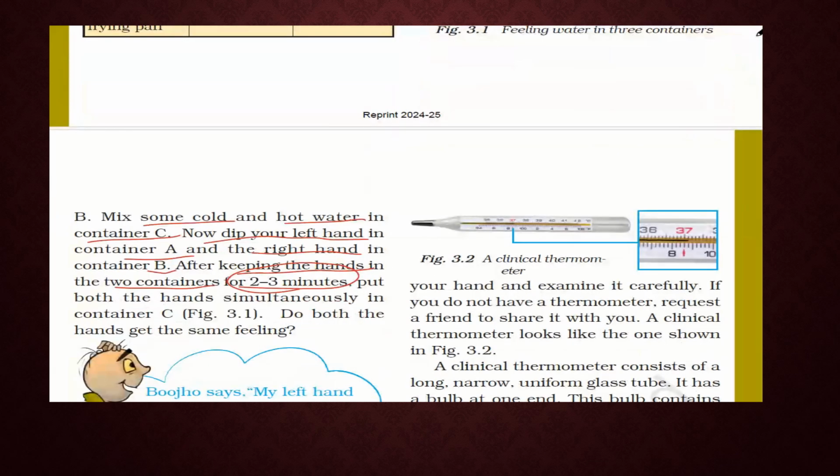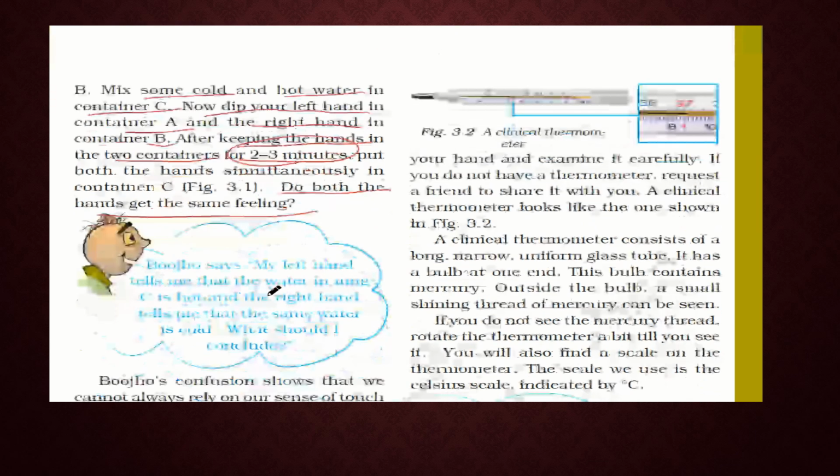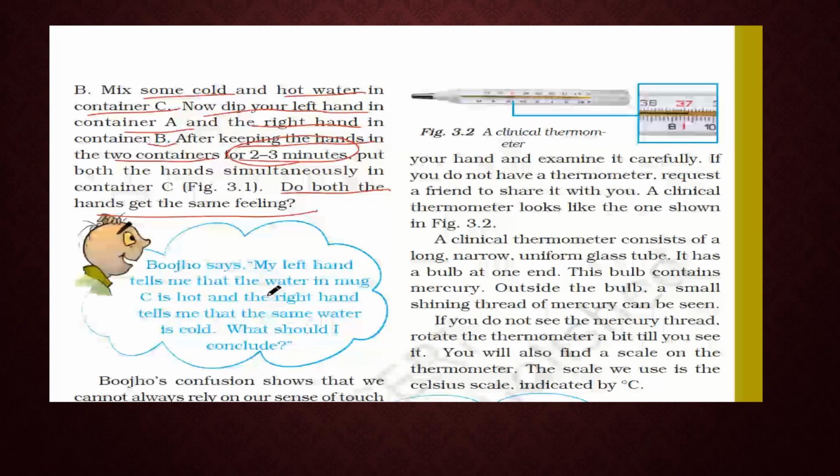So what will be your observation now? Do both your hands get the same feeling? No. The hand which was dipped in container A, which had cool water, will obviously feel warm in this container. When you put your hand in, your left hand will feel hot in container C, and your right hand will feel cold in this container.